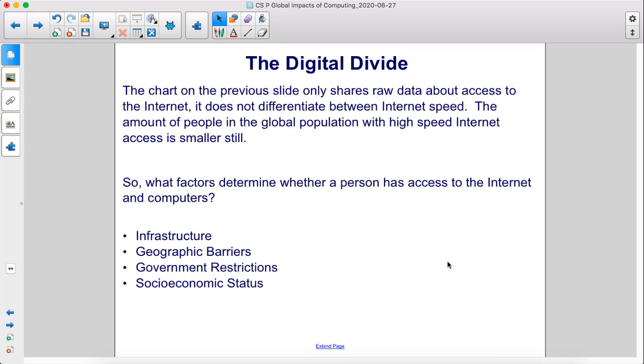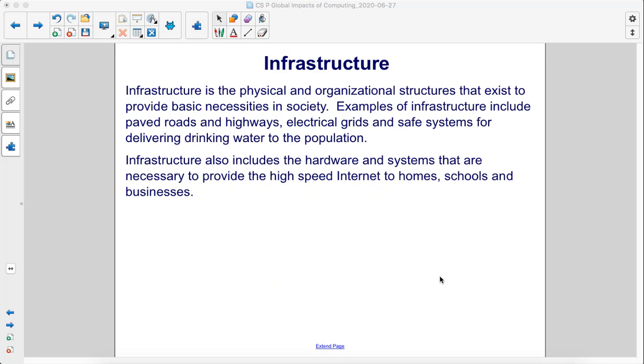The chart on the previous slide only shares raw data about access to the internet. It does not differentiate between internet speed. The amount of people in the global population with high-speed internet access is smaller still. So what factors determine whether a person has access to the internet and computers? Infrastructure, geographic barriers, government restrictions, and socioeconomic status.